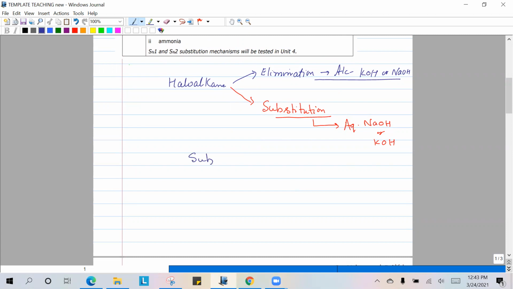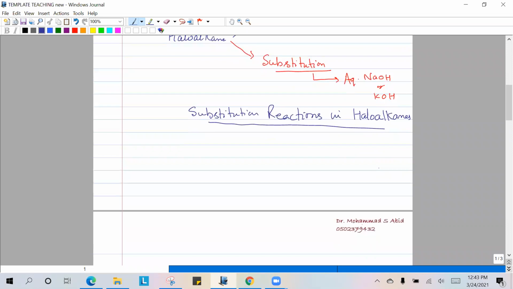So we continue with the substitution reactions of haloalkanes. One of the examples which we have talked about is aqueous NaOH or KOH, one of the very important reactions. This we have already done. Now the next one is with aqueous, or you simply say with water.